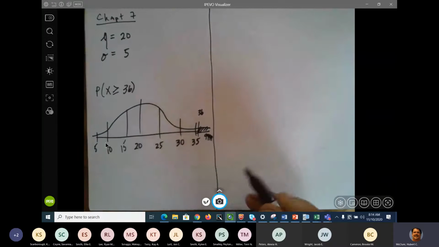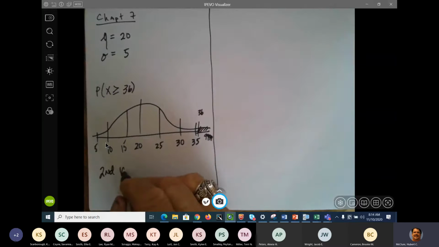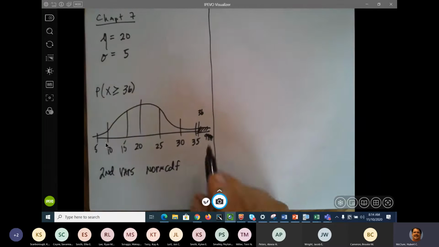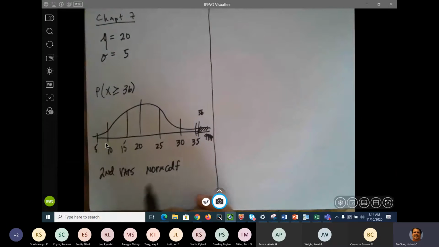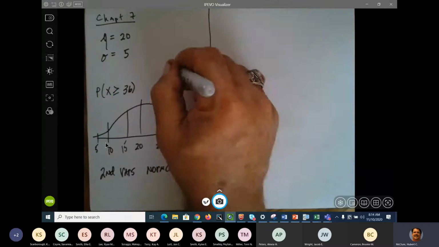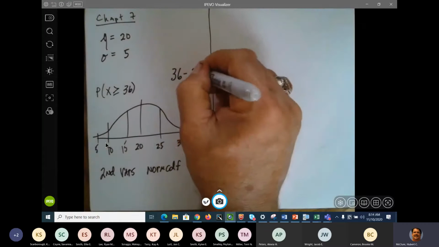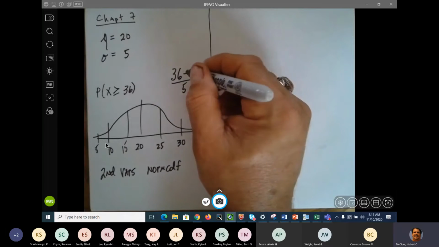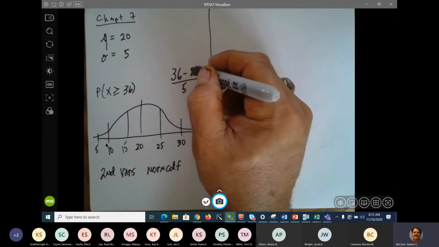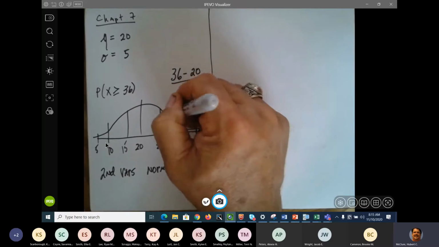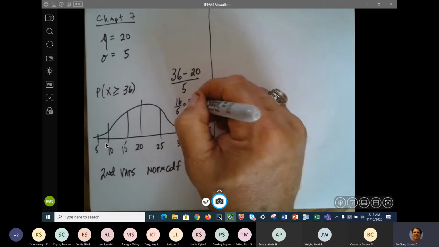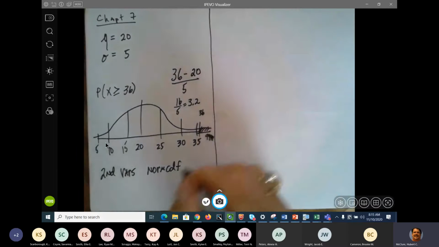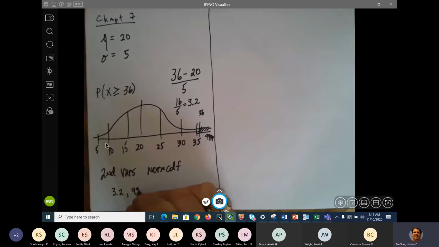So you would punch in your calculator second vars, normal CDF, and then if you have an older calculator, you would have to change 36 into a z-score. 36 minus 20 over 5. 36 minus 20 is 16. 16 over 5 is equal to 3.2. So you would go 3.2 to 9999.